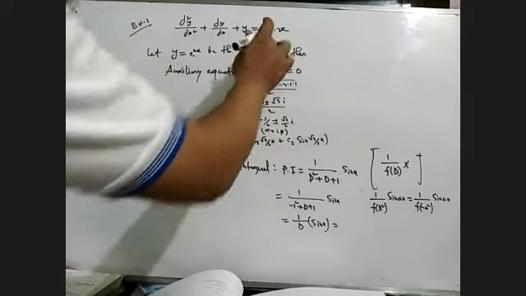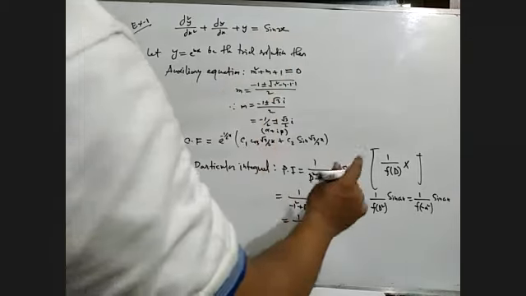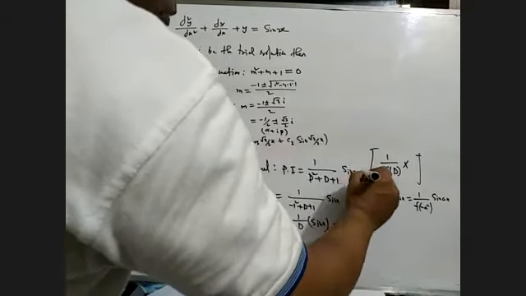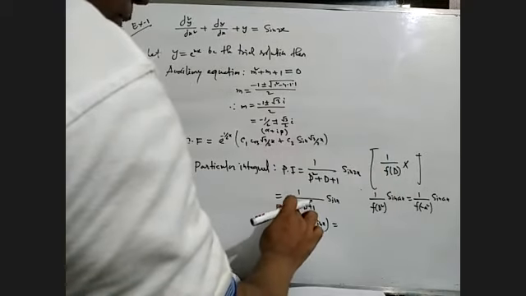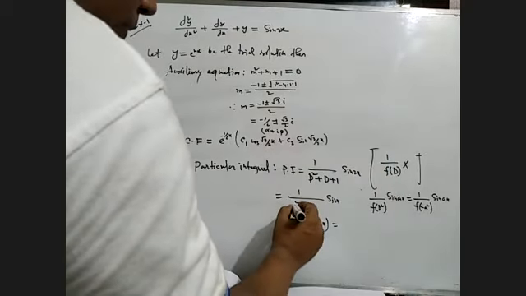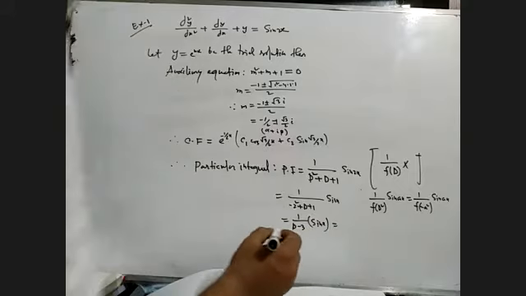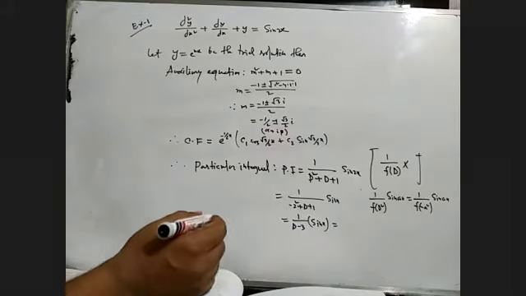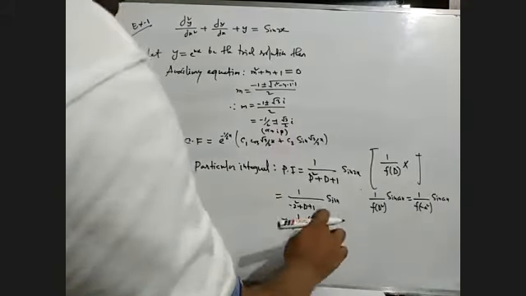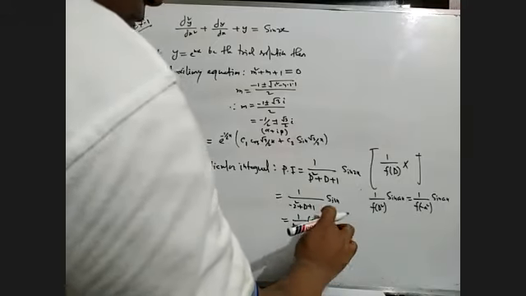Sorry, this is sine twice x. I forgot, sine twice x. So this will be minus 2 square. So minus twice square means what? D minus 3. Okay, D minus 3. So this will be twice x.